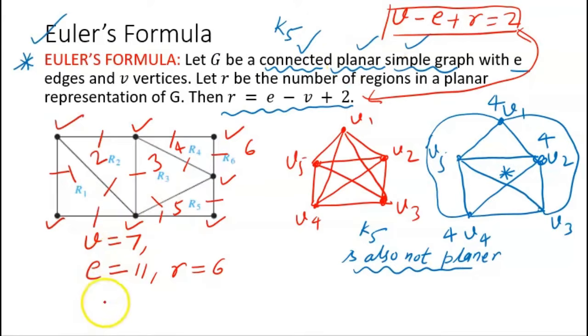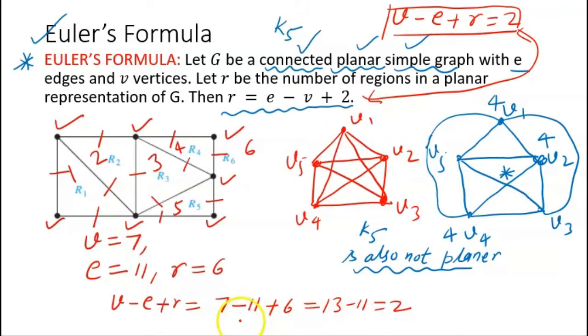Now this result tells me that the formula V minus E plus R should be what? So V is 7, E is 11, R is 6. So we got 13 minus 11 is equal to 2. So this is how the Euler formula looks. It will work for any planar graph.